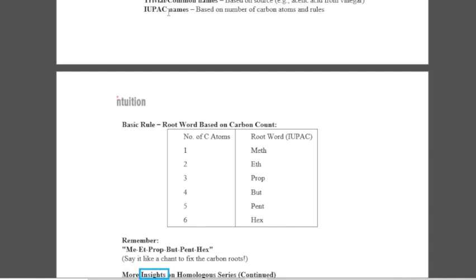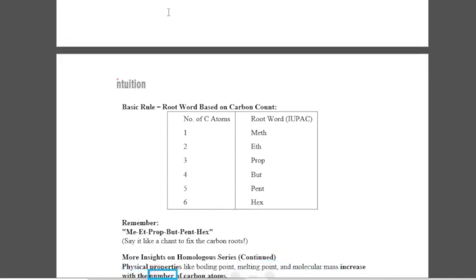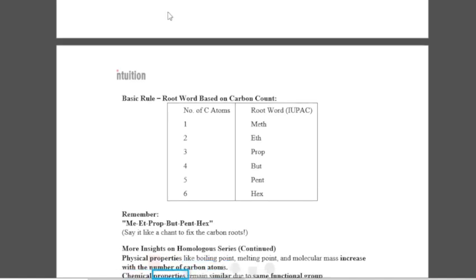More insights on homologous series. Physical properties like boiling point, melting point, and molecular mass increase with the number of carbon atoms. Chemical properties remain similar due to the same functional group.